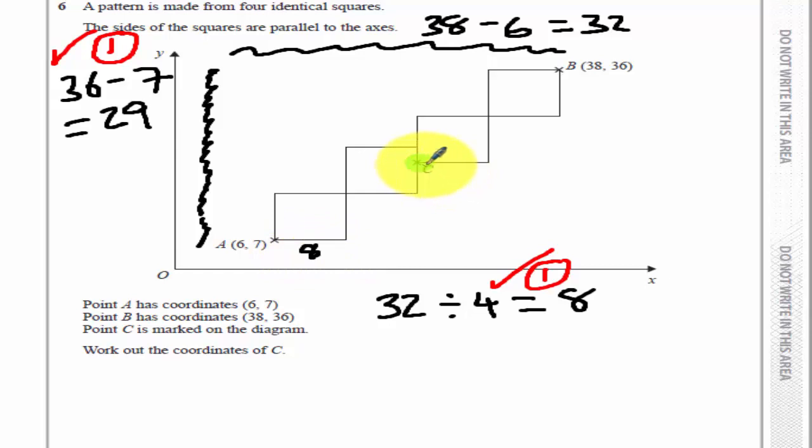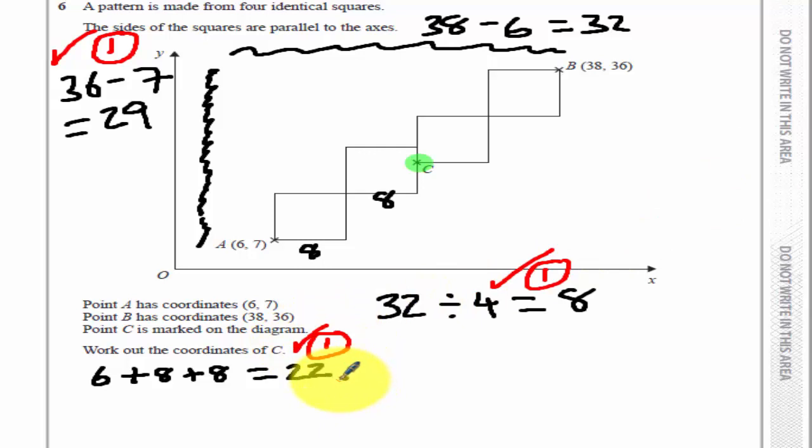So to get the x coordinate of C, I have to do 6 plus 8 plus 8, which is obviously 22, and I have the x coordinate of C. And I have the third mark.